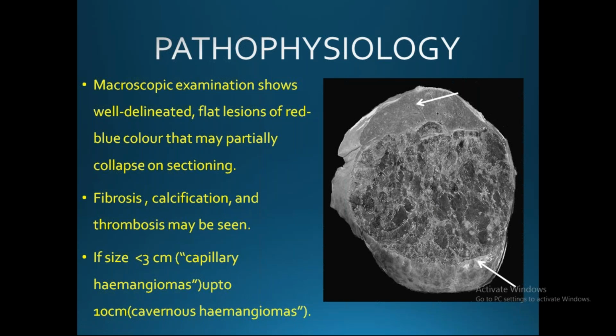When the tumor size is less than 3 centimeters, it is called a capillary hemangioma. When it is more than 3 centimeters and up to 10 centimeters, it is a cavernous hemangioma. But when it is more than 10 centimeters, it is a giant hemangioma. Just remember that, and if you need, write it down. You might find it in textbooks also. Less than 3 centimeters is capillary, 3 or 4 to 10 centimeters is cavernous hemangioma, and more than 10 centimeters is giant hemangioma.